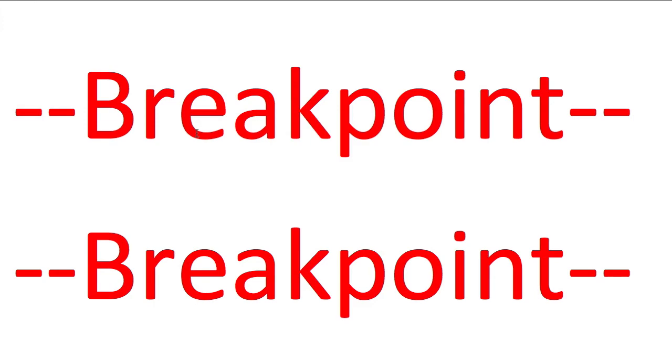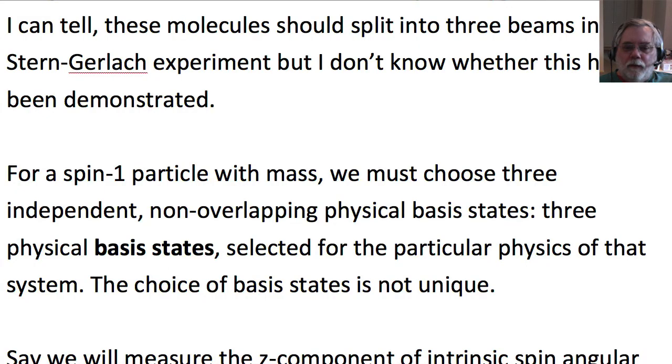This is a possible time to take a break. For a spin 1 particle with mass, we must choose 3 independent, non-overlapping physical basis states. 3 physical basis states selected for the particular physics of that system. The choice of basis states is not unique.